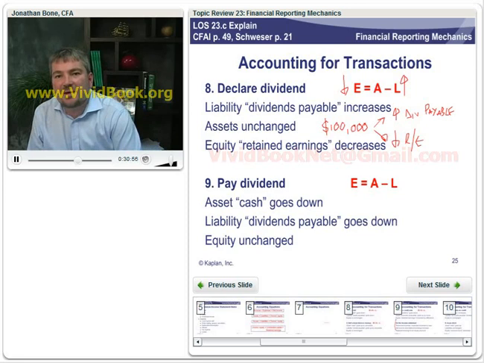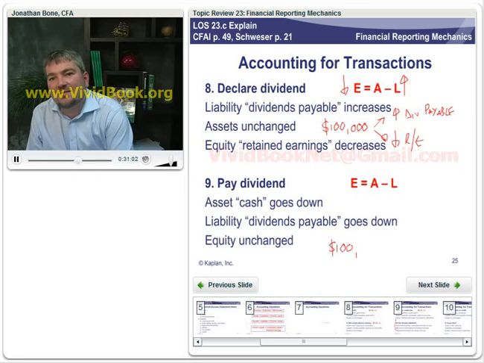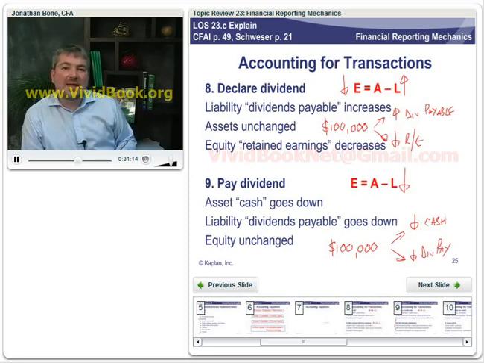Finally, we then get to pay our dividend of 100,000. So we're going to pay out to our shareholders. So out goes our 100,000, decrease our cash by 100,000, of course, and also we need to reduce our dividend payable liability because we no longer owe it. So down comes the liability and down comes cash. Stockholders' equity, therefore, is unaffected.